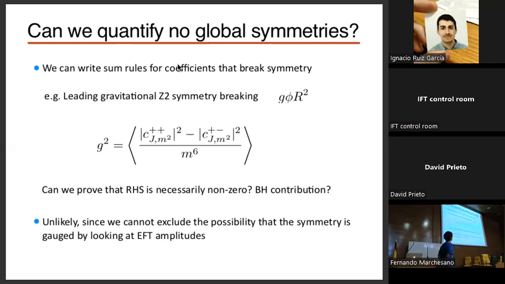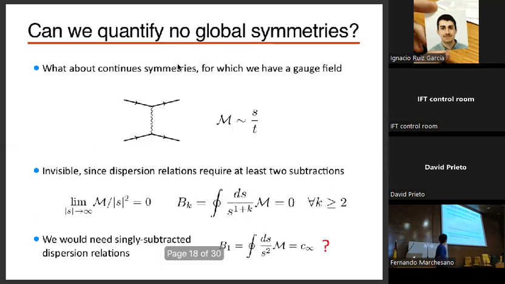But I think this is unlikely because from the point of view of scattering amplitude, it's very hard to tell if this Z2 symmetry is gauged or not. Okay, in the case it was gauged, then this thing would be 0 and it would be perfectly consistent, but the amplitude doesn't know if the Z2 symmetry is gauged. So I think this probably is not the way to go.